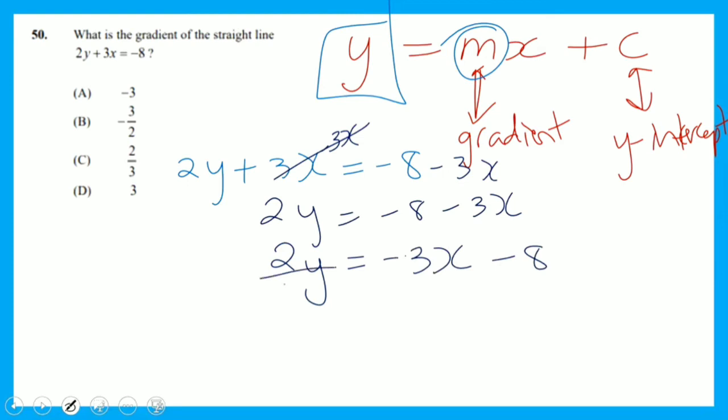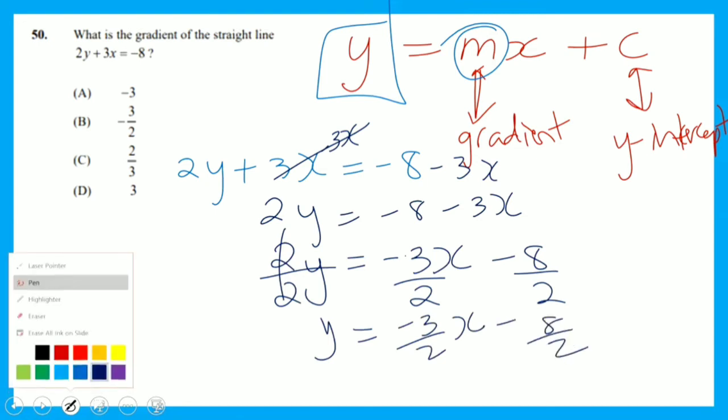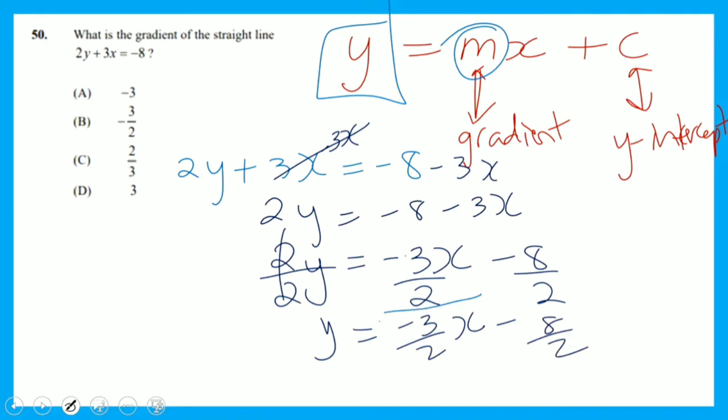All right, divide by 2 because we just need y by itself. If I'm dividing one side of the equation by 2, I do that to the other side as well, which is the same as dividing every term individually by 2. So now we can see that y is equal to -3/2 x minus 8/2. Which part do we want? The gradient. Where does the gradient come? Right before the x as a coefficient. So our answer would have been B.